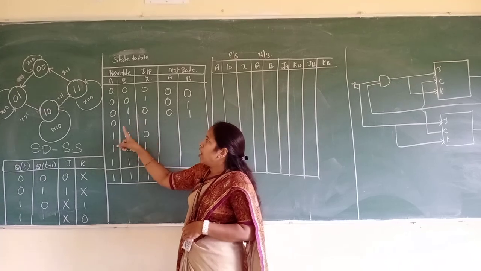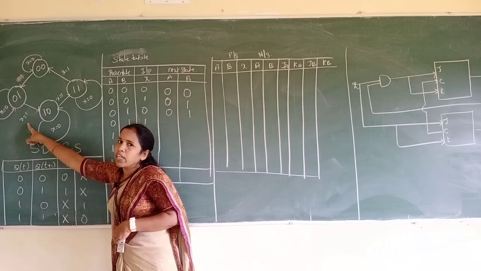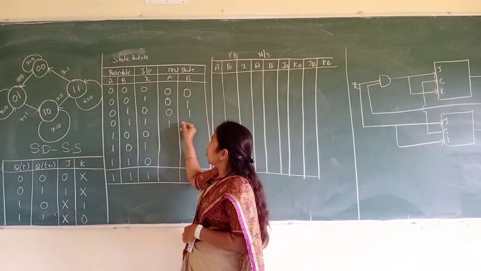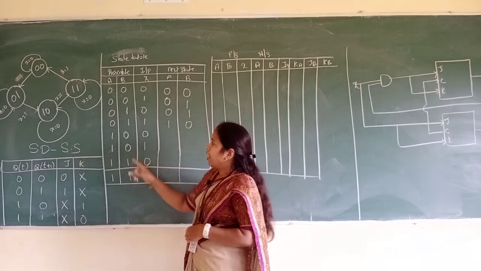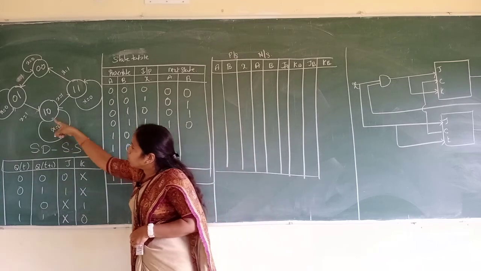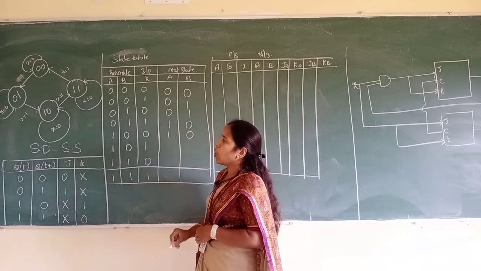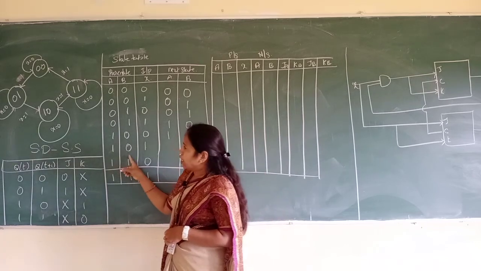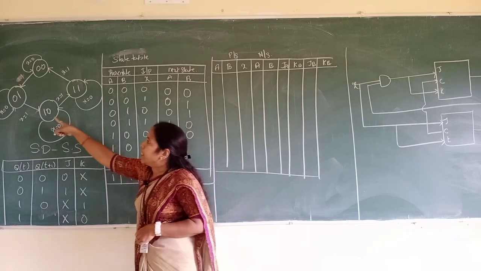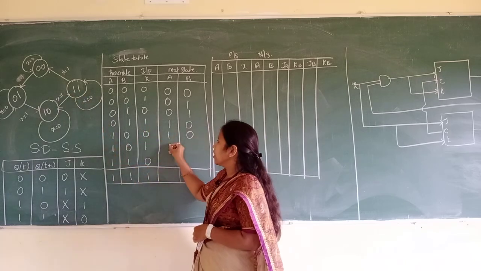Now 0 1 again. When it is moving to the next state, the X value is 1. When X value is 1, the next state is 1 0. Now the present state is 1 0. When X value is 0, it goes to the same state, so the next state is 1 0. Now present state 1 0 with X value 1: it is going to the next state, that is 1 1.